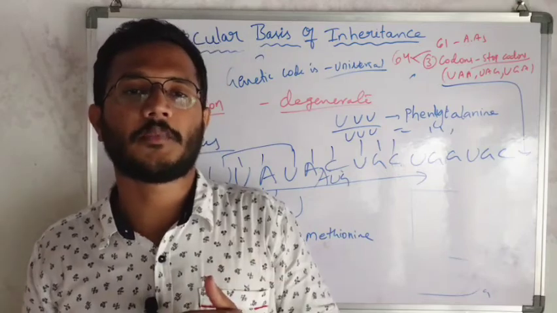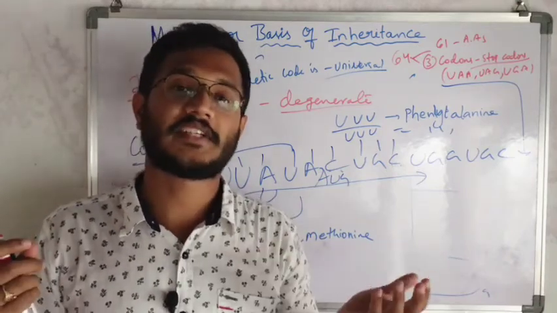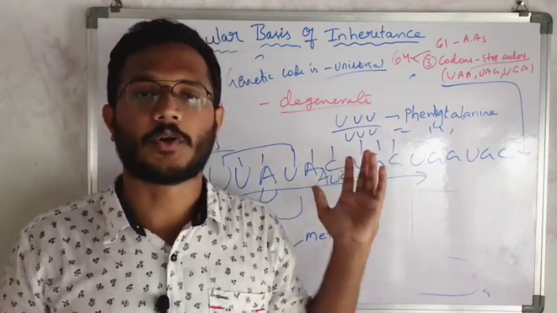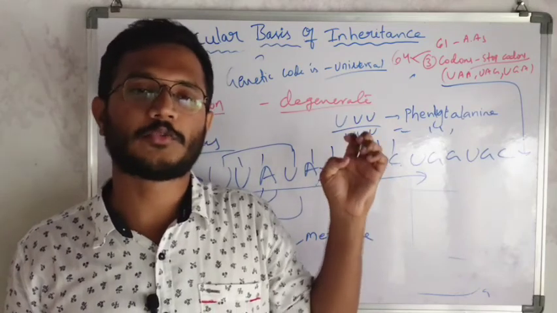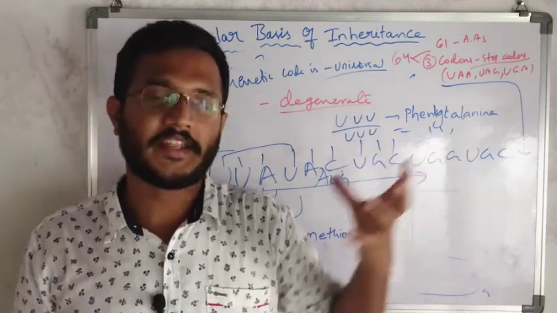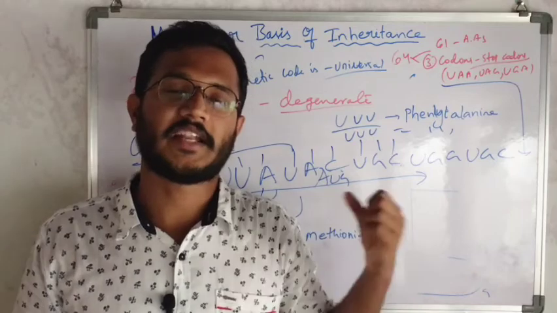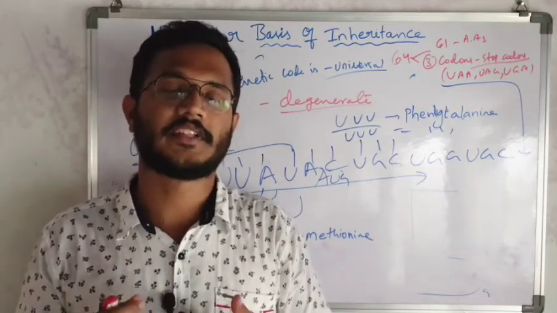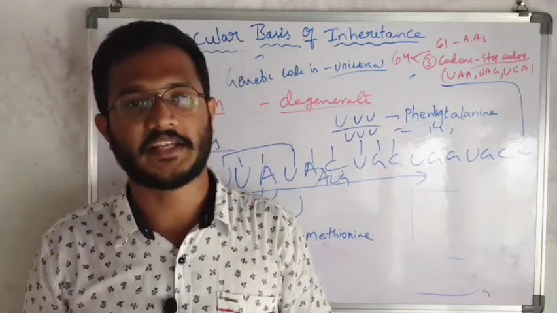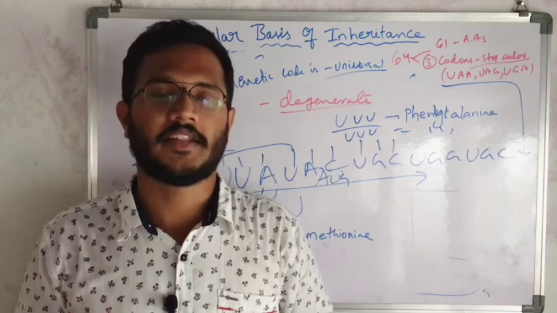And now, how are the proteins formed? From amino acids. And how will the amino acids be formed? Due to these codons. So how these codons are formed, and how the tRNA will bring different nucleotides and add them, which helps in the formation of amino acids, we will see in the next video.